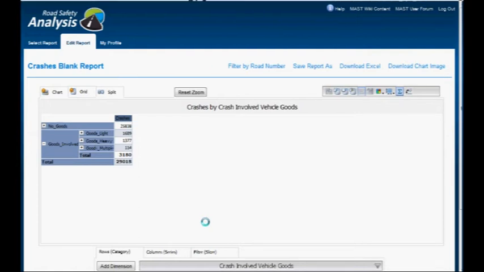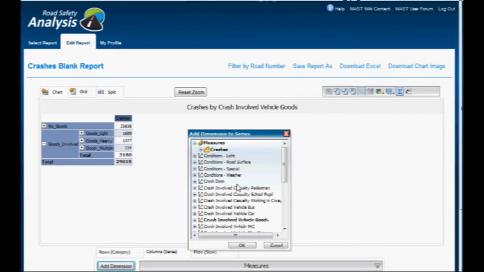Now I'm going to add another crash involved dimension to this report. First of all, I'm going to go on to the columns tab, and this time I'm going to add one of the crash involved casualty dimensions. This looks at all the casualties involved in each crash and tells us whether or not a crash involved a certain variety of casualty. I'm going to choose, for the purposes of this example, crash involved casualty pedestrian.